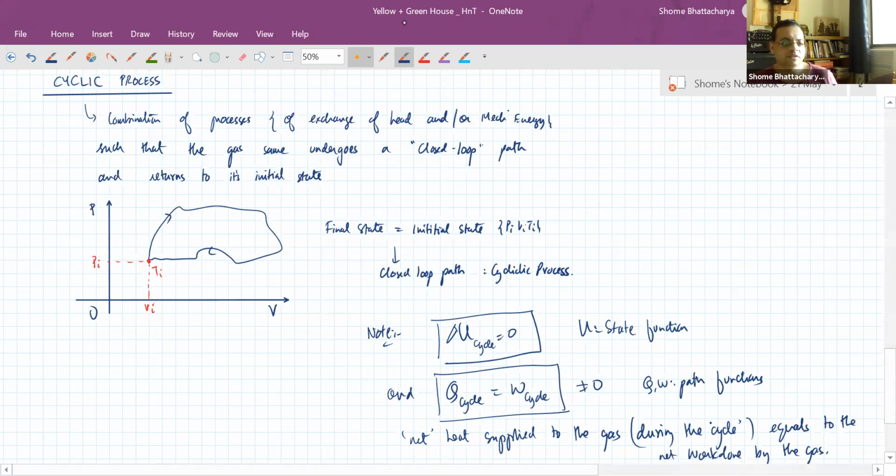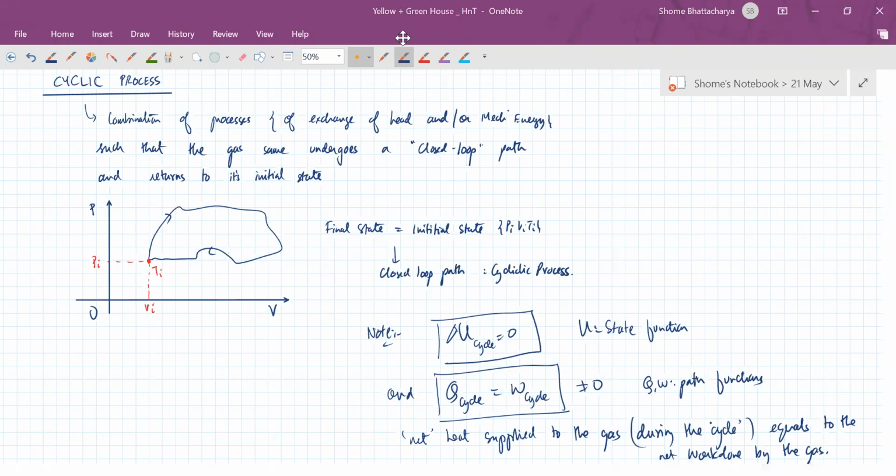Okay, so just make a note of this definition of cyclic process. Then we'll see that there are two types of cyclic processes, as you know. One where Q and W are positive quantities, the other where Q and W are negative quantities.